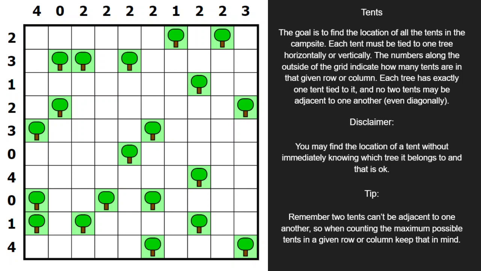This one's known as tents. How it works is you're going to be tying a tent to each tree, and tents cannot be adjacent to one another, not even diagonally, and the numbers along the outside of the grid indicate how many tents are in that given row or column.